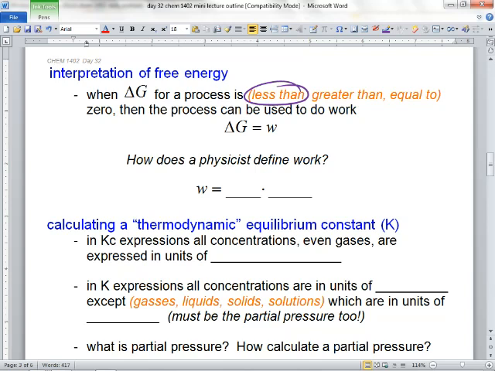Okay. Do you remember, Jessica Vaughn, how a physicist defined work? It was what times what? Yeah, force times distance. If we take a closer look at this equation, what do the units of work have to be? Joules. Yeah, or kilojoules, whatever your delta G is in. Work is energy. Kind of odd way of thinking about it, but work is energy.